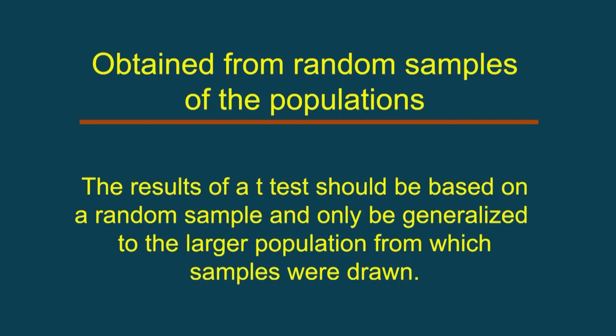The results of a t-test should be based on a random sample and only be generalized to the large population from which the samples were drawn. So, we have to resort to the sample. We talked about this thing again and again earlier also. That means the sample has to be a random sample. Now, can you tell me why the sample is necessarily a random sample?